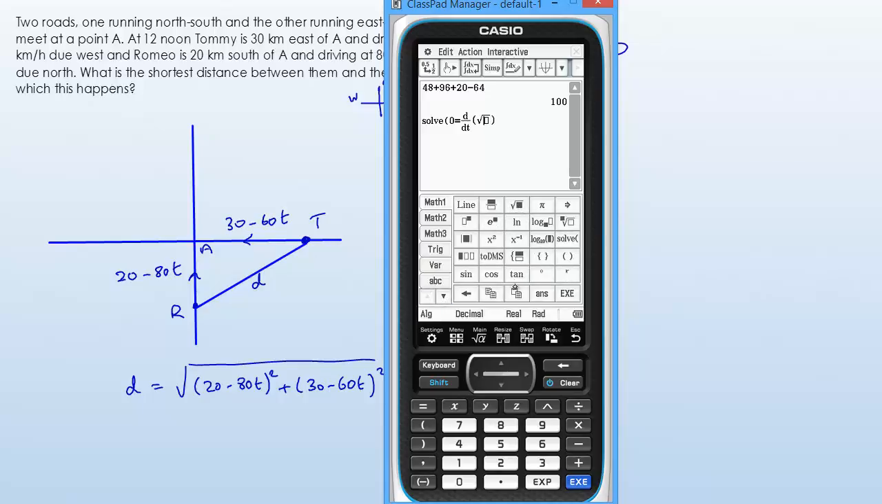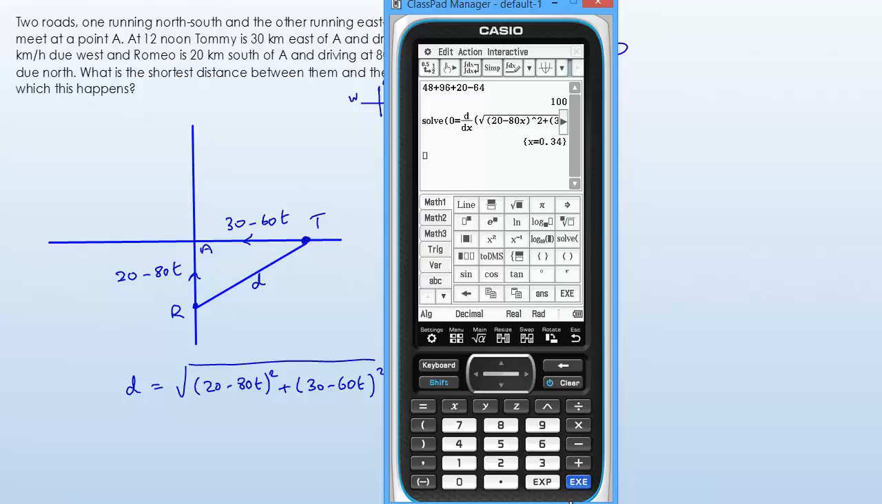So that's going to be the square root. Actually, let's just change the t's to x for this purpose, because it's then going to make it easier for us. So we'll say d/dx of the square root of (20 minus 80x) squared plus (30 minus 60x) squared.